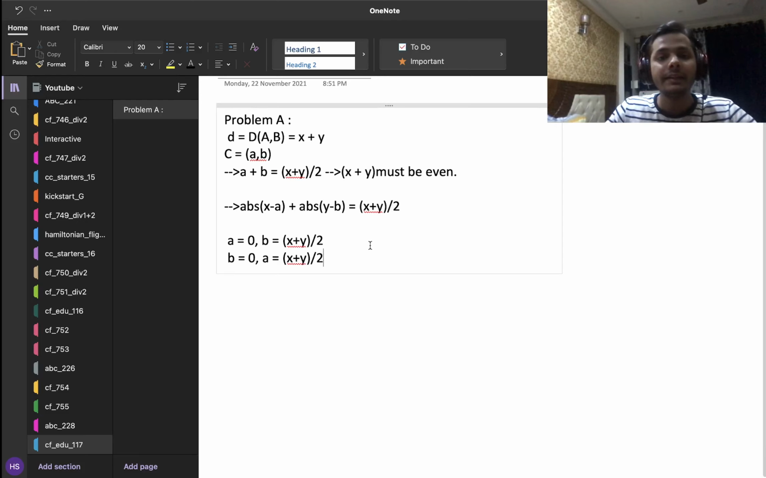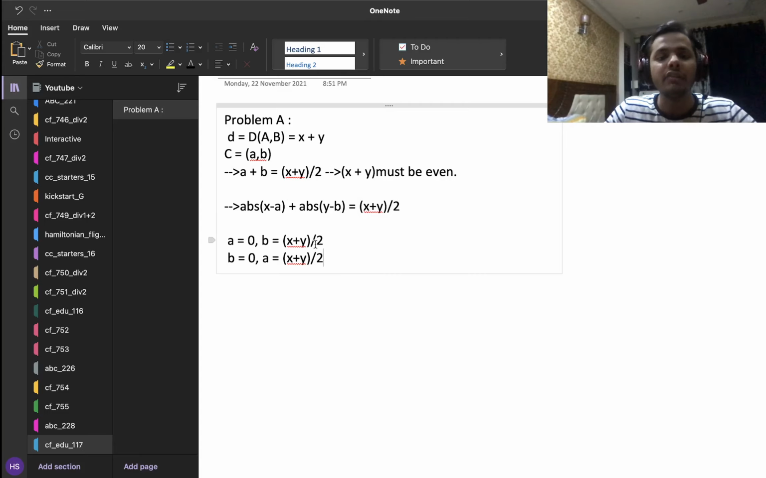Now what you realize here is that this is a modulus based equation, so you can't just blindly take one of the solutions here. You have to see whether x is greater than y or y is greater than x. So I know that (x+y)/2 will surely be smaller than the maximum value of x or y. So if x is greater than y, I can take a to be (x+y)/2 and b to be 0.